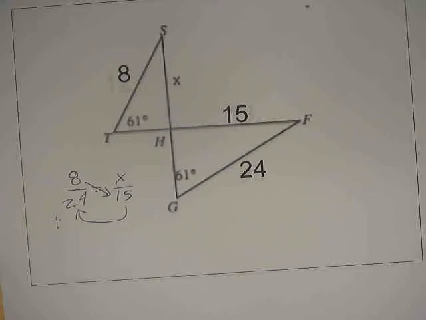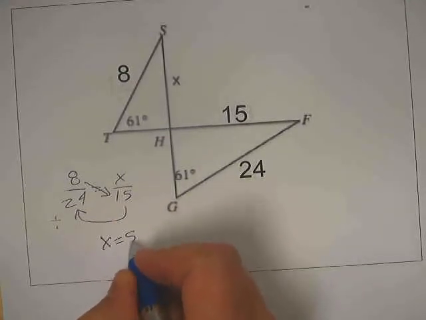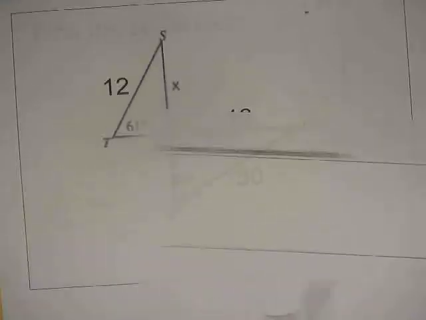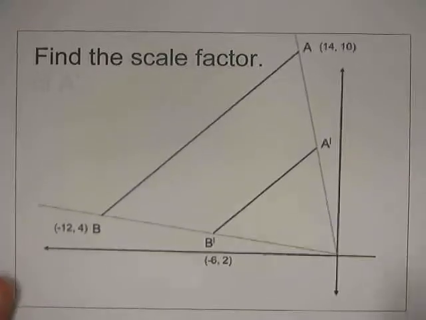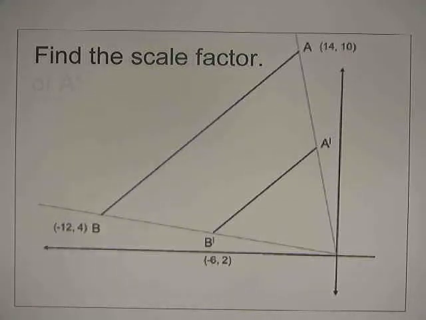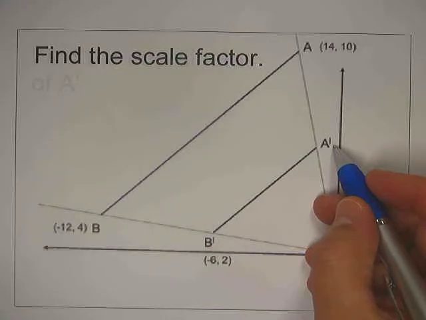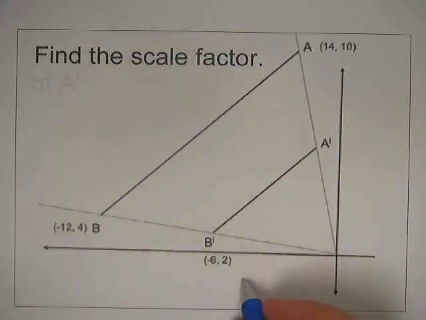So I take 8 times 15. You might want to use your calculator for this one if you're not quite sure. That's going to give me 120. And divided by 24 gives me 5. So x equals 5. This is another one just like it.